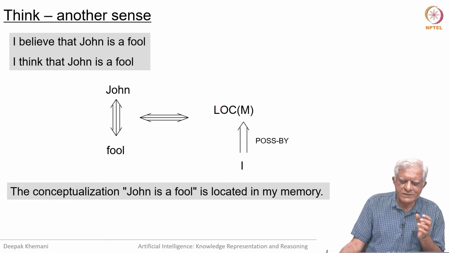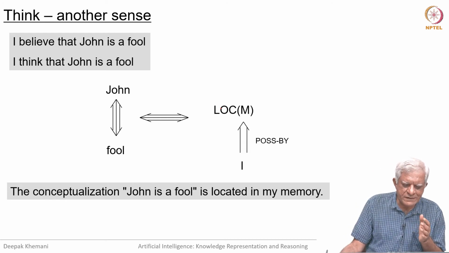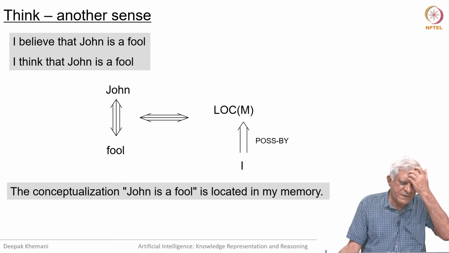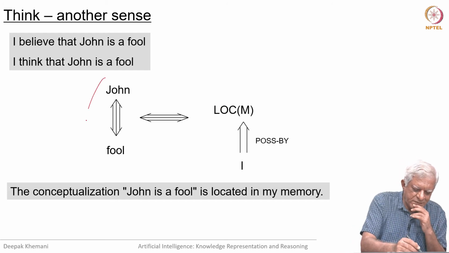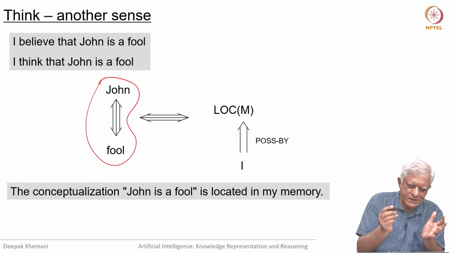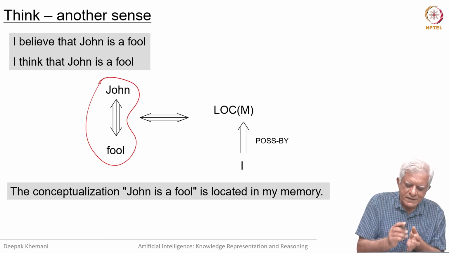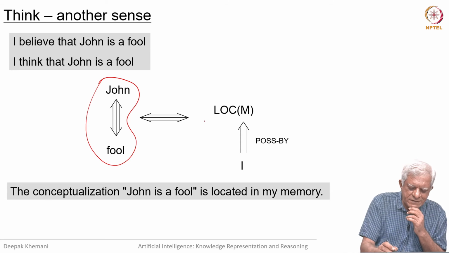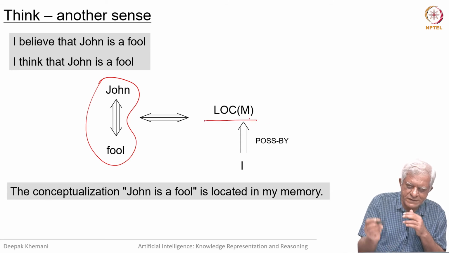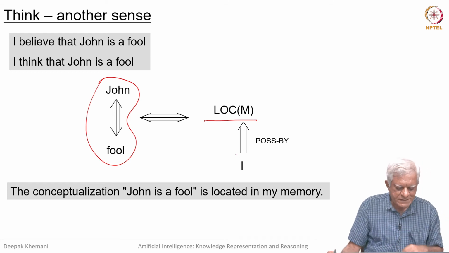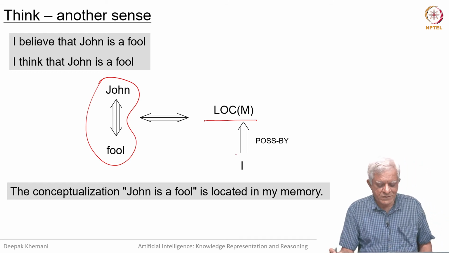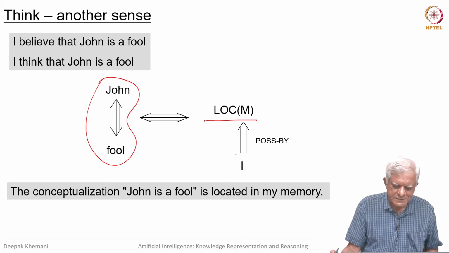There is another sense of the word think. I believe that John is a fool, or I think that John is a fool. So, what you are saying here is that there is this conceptualization that John is a fool, but that is in a location which is my memory, possessed by me essentially. So, the conceptualization John is a fool is located in my memory.